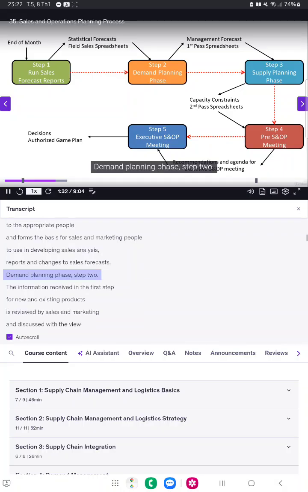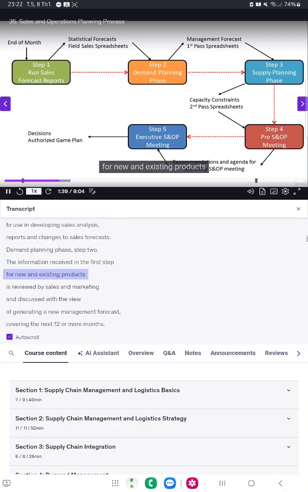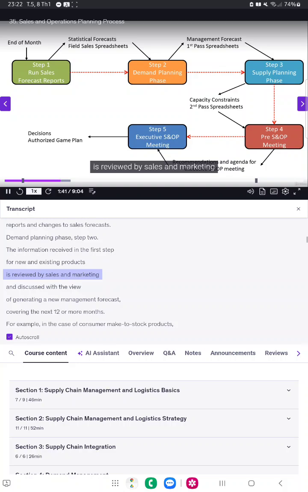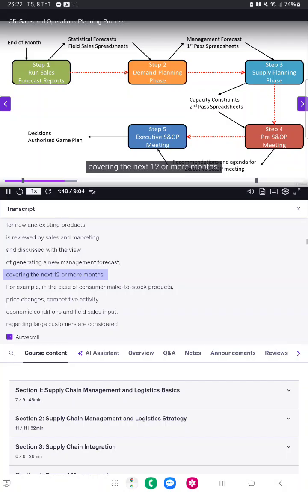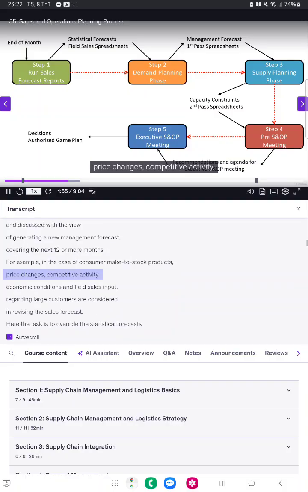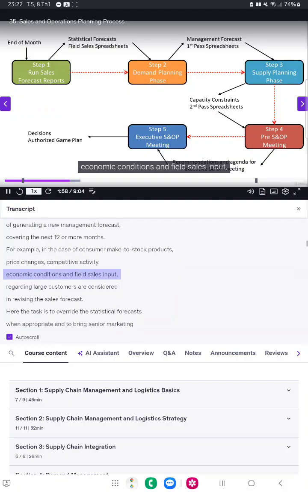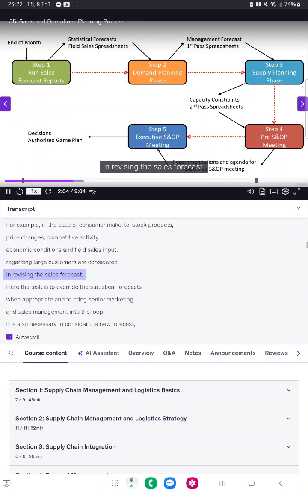Demand planning phase, step 2. The information received in the first step for new and existing products is reviewed by sales and marketing and discussed with the view of generating a new management forecast covering the next 12 or more months. For example, in the case of consumer make-to-stock products, price changes, competitive activity, economic conditions, and field sales input regarding large customers are considered in revising the sales forecast.